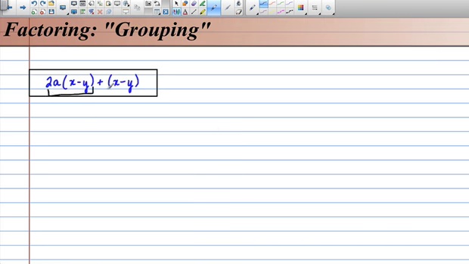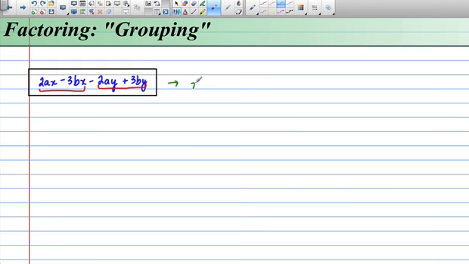We'll examine both terms. X minus y is common, and we're left with 2a plus 1. Four terms, nothing common in each. Grouping, we'll take out an x. Now we have a negative 2ay. We need a positive, so we'll take out a negative y. 2a minus 3b. Two terms.